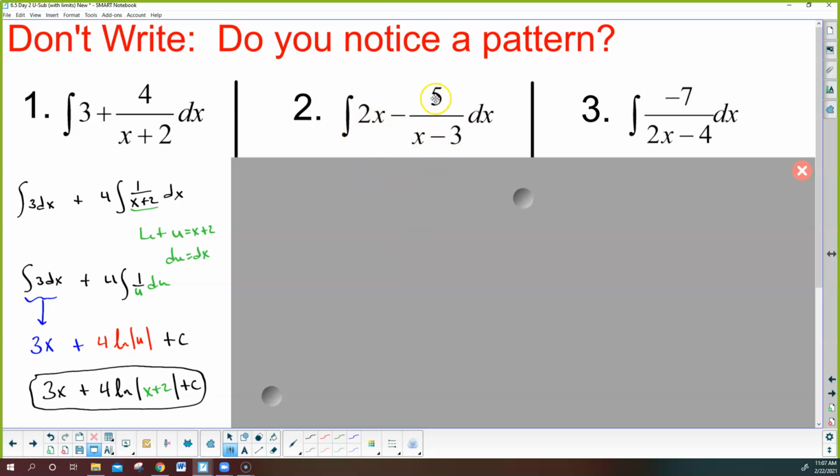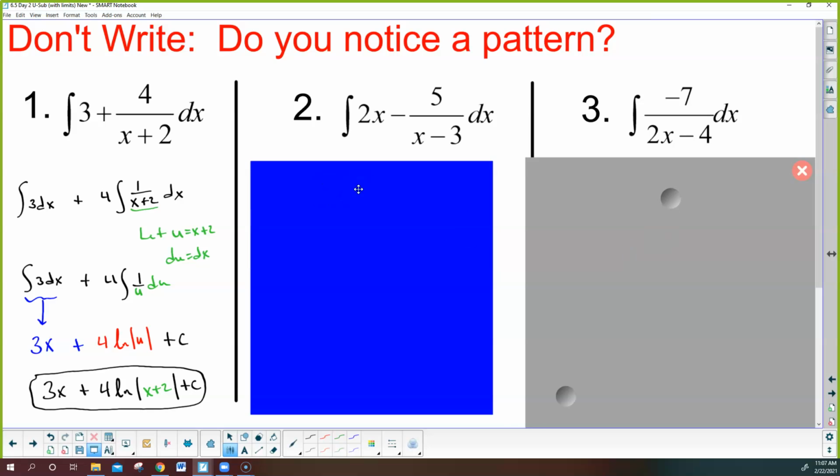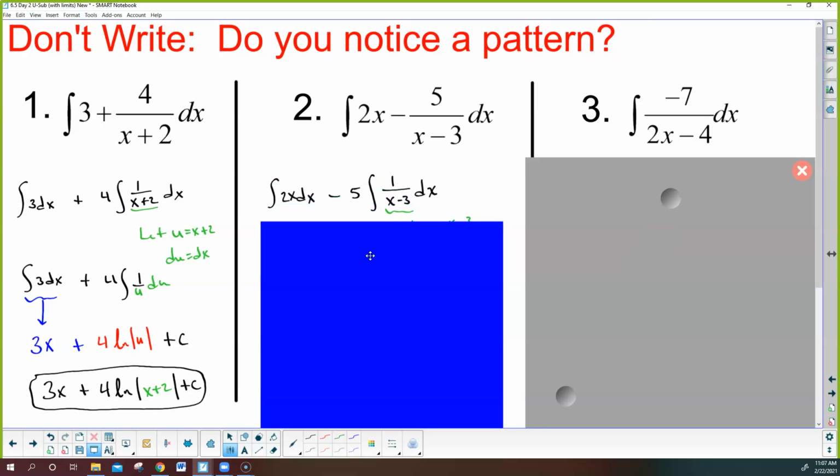Well, look at this. It's very similar, except for now I have 2x and a different constant up on top and a different linear polynomial on bottom. So if I go in pieces, what would you do first? Well, we'd split this up. 2x would be in its own integral, and 5 over x minus 3, but the 5 would come out as a multiplier. And a lot of times students forget about that 4, the 5, even the negative 7. That's a multiplier. And our goal is to just make these integrals easier to look at.